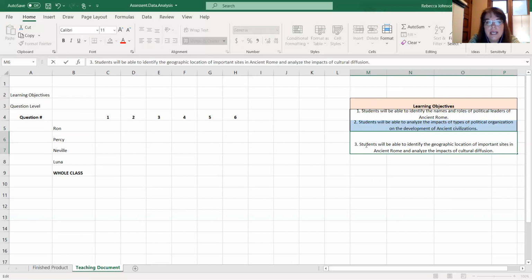That's what I'm teaching on this test. That's what I'm teaching in this unit. And that's what I'm assessing on this test. Do they know these particular things?